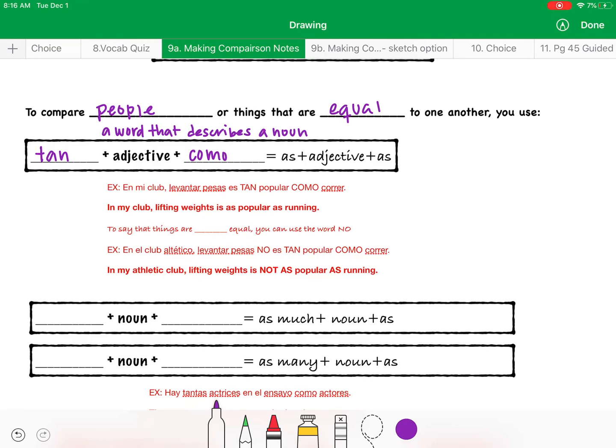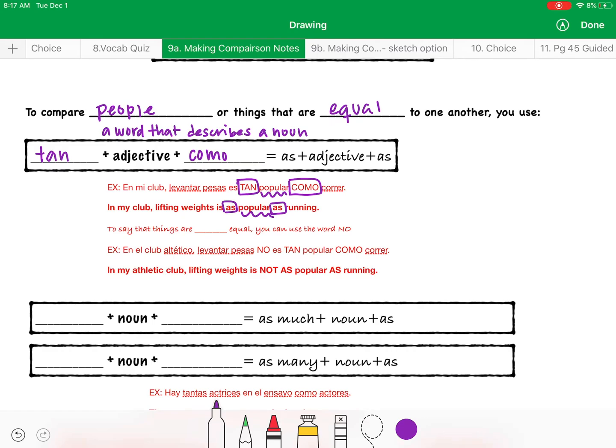Okay, so for example, it says, en mi club, levantar pesas es tan popular como correr. So lifting weights is as popular as running. Okay, so that's say two things are similar. So you can say someone is as tall as someone else, or someone is as short as someone else.